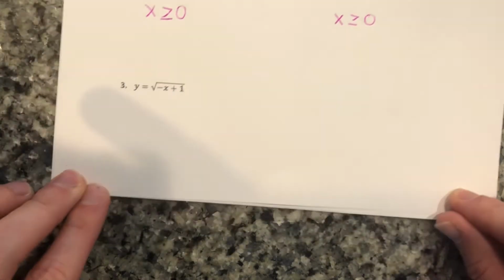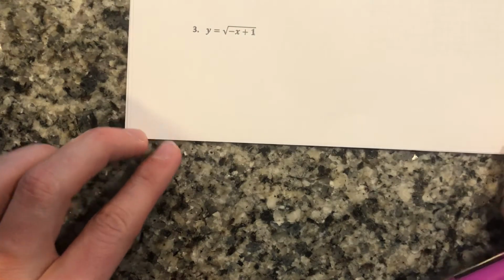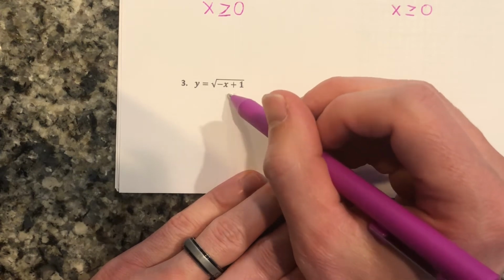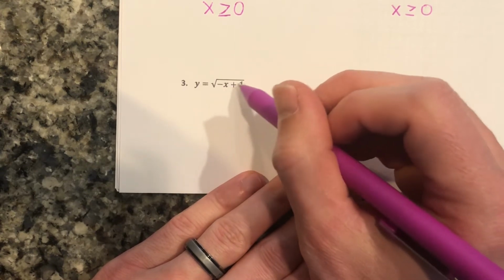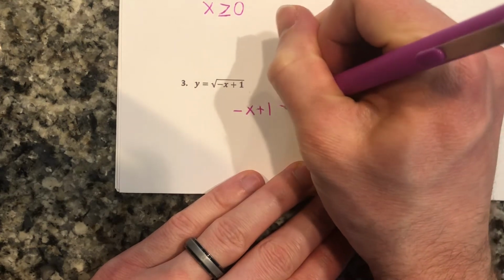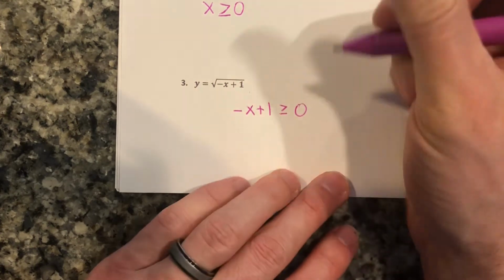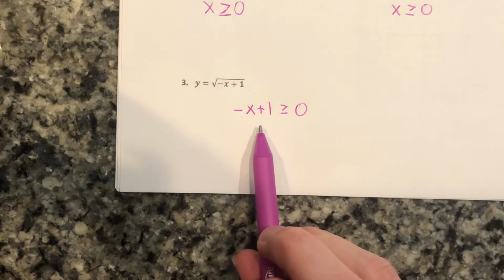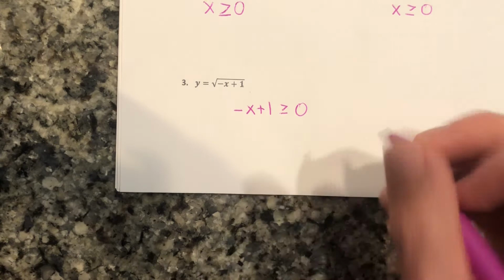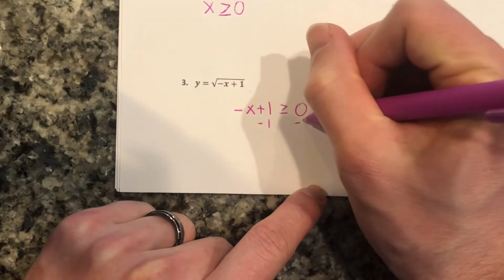For this last one, it looks a little different, right? There we have negative x plus 1 all underneath this square root symbol. So I'm going to take negative x plus 1, and I'm setting it again greater than or equal to 0. And then I just have to solve this. To solve this, I need to get x all by itself on this left side. So I'm going to subtract 1 from each side.